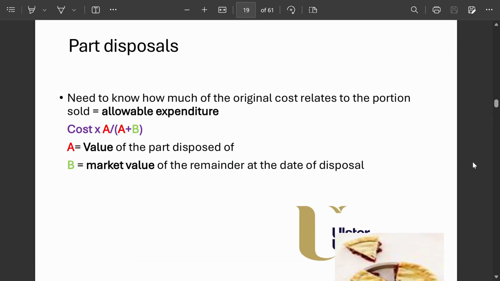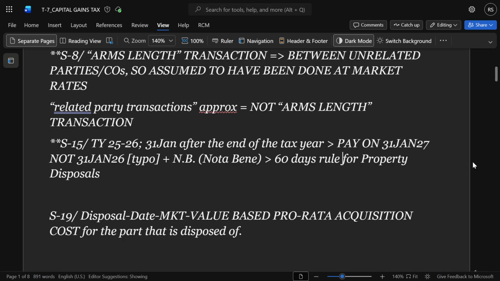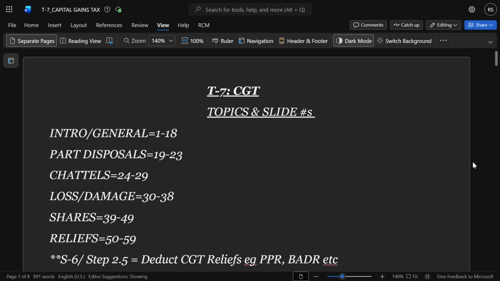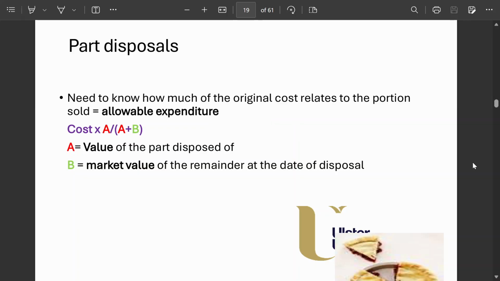Now we have these part disposals. Let me see where I have some notes on part disposal, starting from slide 19. I think this should be correct. Okay, you have an index there. The idea of part disposal is very simple, it's basically in terms of value. We look at the current value of the asset and the parts of the asset, and based on the current values, we look at the proportion.